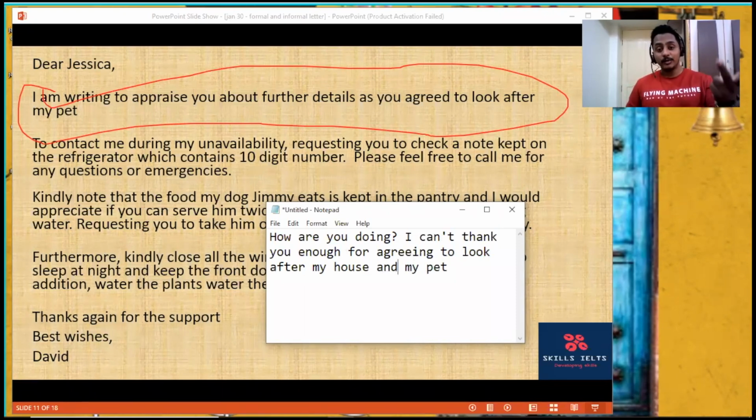No, Shalan, the dog details come later. The initial statement: let's say you met a person, you would not directly get into an argument or directly get into the main thing. Hey, how are you? What's up? Or if someone calls me, at least they say, how are you? Hope you're doing well. That is what I need. So, how are you doing? I can't thank you enough for agreeing to look after my house and my pet. Excellent.